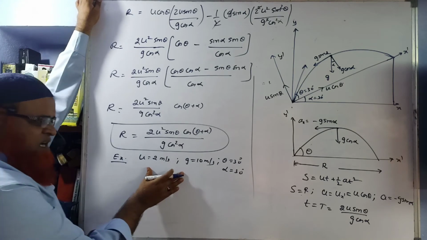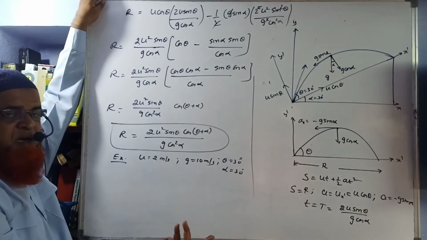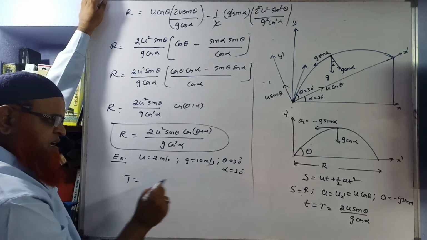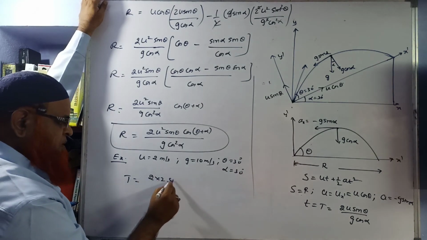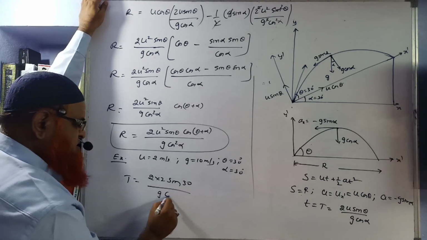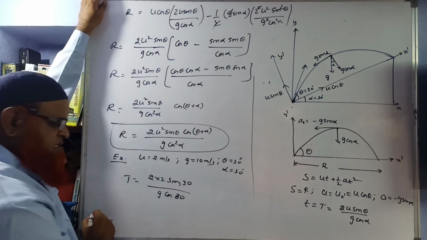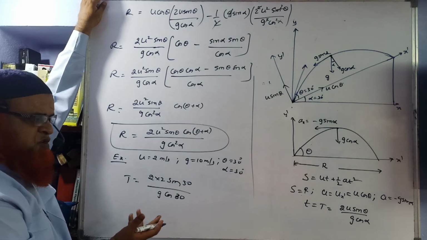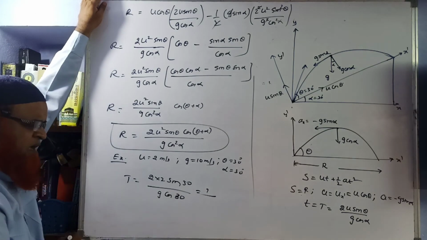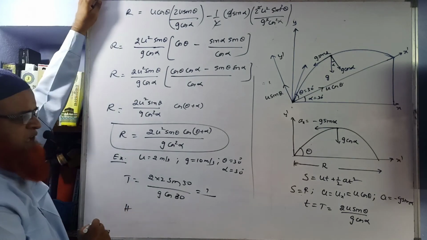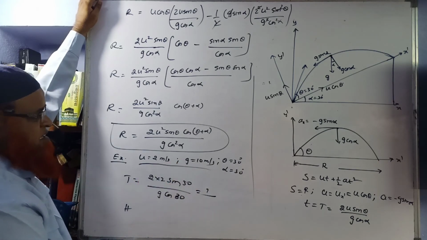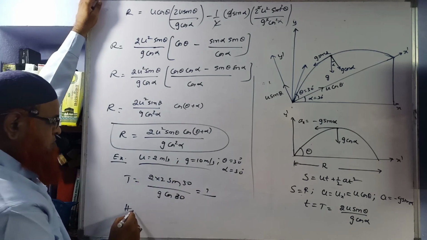But if this is the data, can't you find out the values of maximum height and time of flight? Yes, you can find out. So time of flight here becomes 2 into 2 sin 30 divided by g cos 30. That's it. Simply substitute the data and find the answer after calculation. Can't you find out maximum height? Definitely you can, because the required data is given here. So what is the formula for maximum height here?